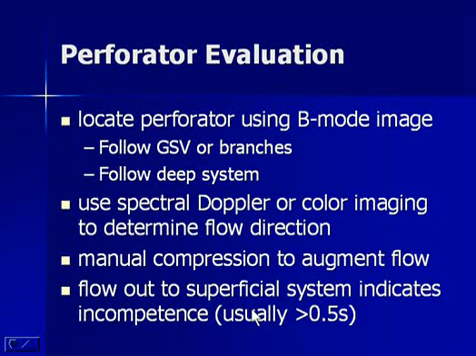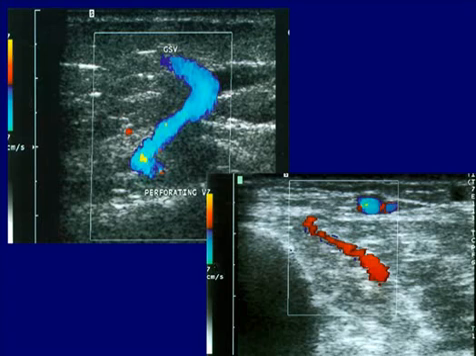We're going to use ultrasound to identify the perforators in one of two ways. We're either going to follow the great saphenous or the small saphenous and look for branches that trail down and away deep in the image, or we're going to look at the deep veins and look for branches that come up and connect into the superficial system. We'll use color imaging or spectral Doppler again to determine flow direction. We can use some compression techniques to augment flow back and forth, and we'll want to look for flow in the wrong direction that lasts more than half a second.